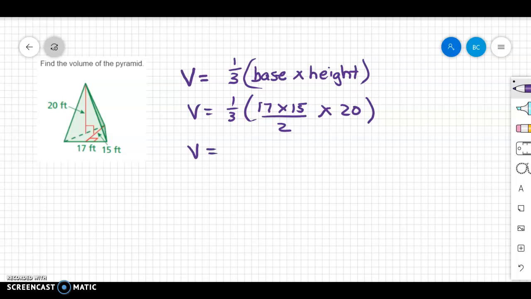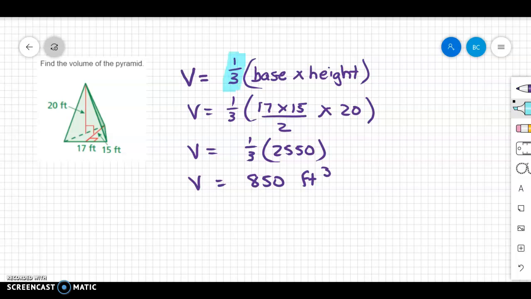So when I do those calculations, I'm going to follow my order of operations. So I've got 17 times 15 times 20, all divided by 2. That's what's going to be in my parentheses, 2,550. And I want a third of that because of the pyramid. So I'm going to divide by 3, and I get 850 feet cubed.